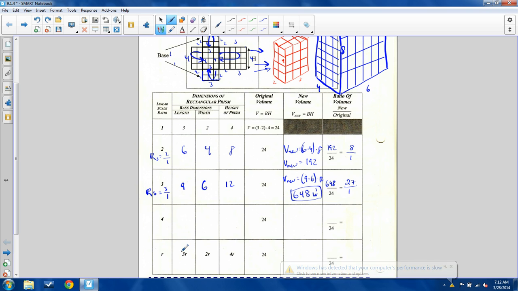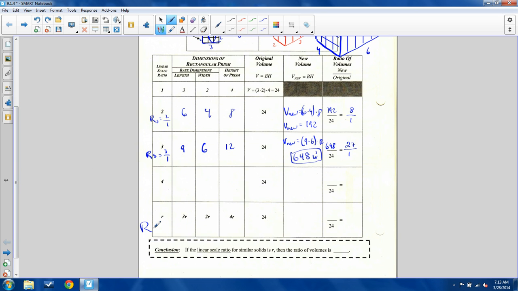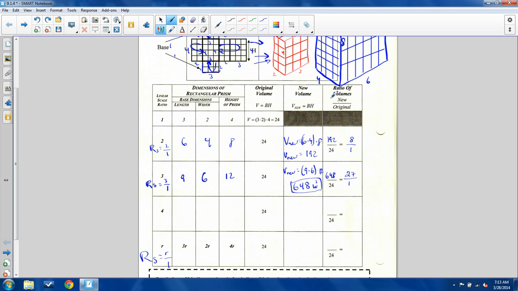And again, people are asking, well, what the heck is R? We don't know what R is. Well, that's the point. You don't know what R is. It can be whatever it needs to be. This helps you give a general understanding of what the ratio ends up being. If your similarity ratio is now R to 1, meaning for every 1 you have here, you have R here. So here, if your length was 3, your new length is 3R. Instead of 2, you have 2R. Instead of 4, you have 4R.